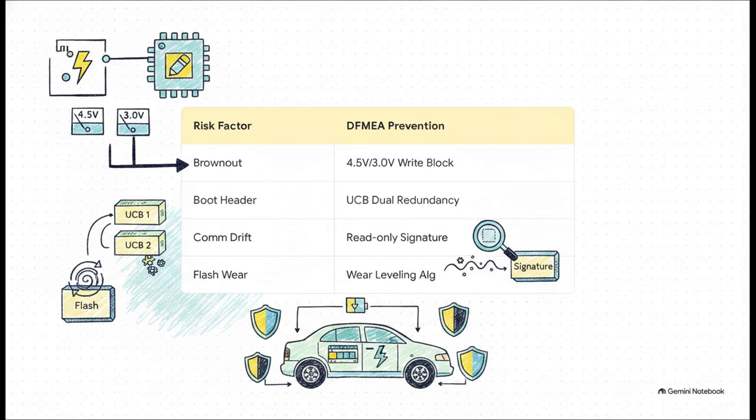We also see things like dual redundancy for boot headers, read-only signature blocks to prevent communication drift, and a wear-leveling algorithm that ensures the flash memory can endure over 100,000 write cycles. That means the car can handle routine updates for decades without breaking a sweat.